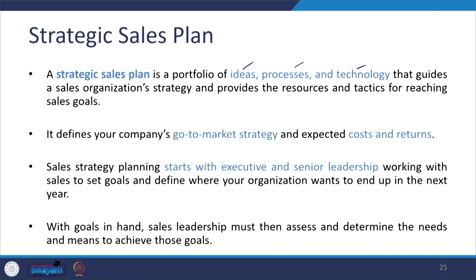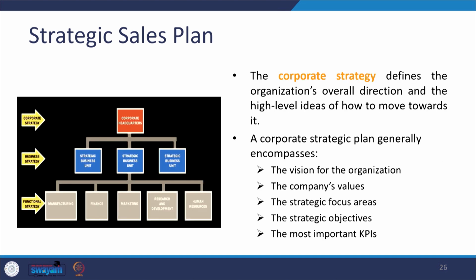So, it defines your company's go to market strategy and expected cost and returns as well. Sales strategy planning starts with executive and senior leadership working with sales to set goals and define where your organization wants to end up in the next year. With goals in hand, sales leadership must then assess and determine the needs and means to achieve the goals that have been set. Now, strategies follow a different hierarchy, right?